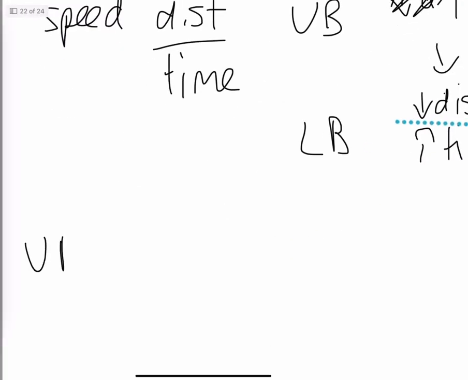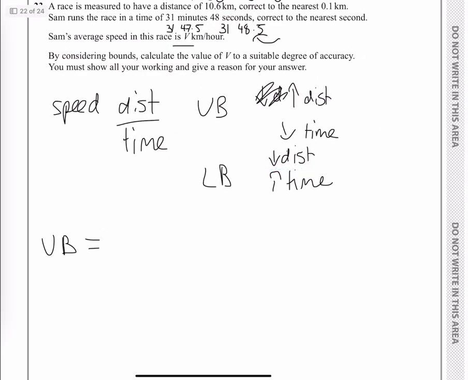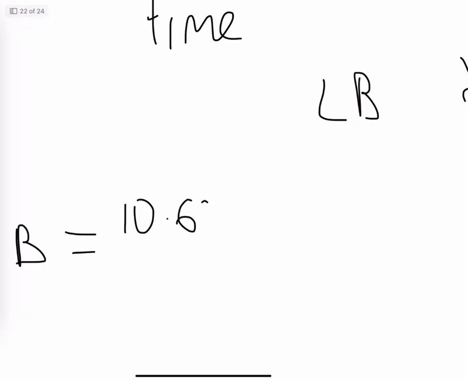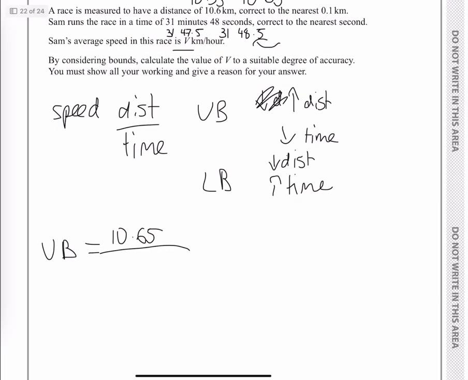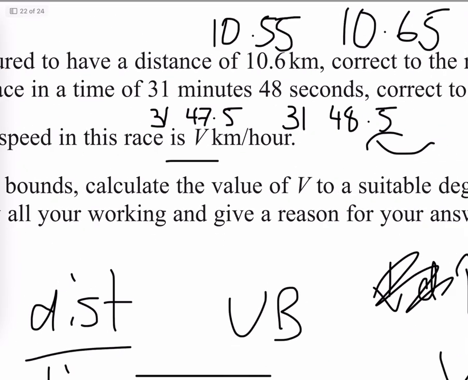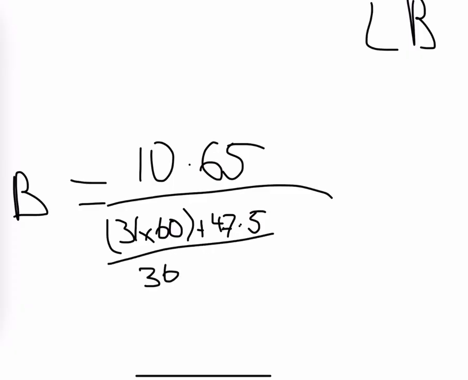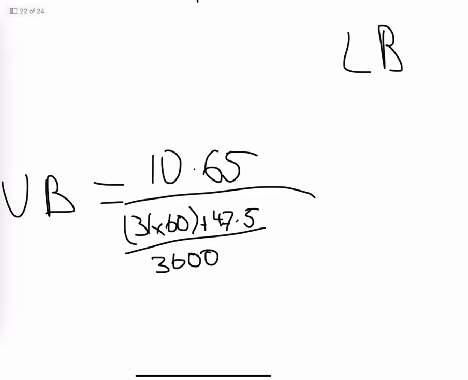So what's our upper bound then? Upper bound is what? Well, our highest distance is 10.65. And our time, this is where we have to be careful. We use our lower time. I'm going to convert it into seconds and then convert it into hours. I think that's probably the easiest way to do it. So that will be 31 times 60 plus 47.5. And that's in seconds. So if I divide it by 60 and then 60 again, that's in hours. So that's 3600.